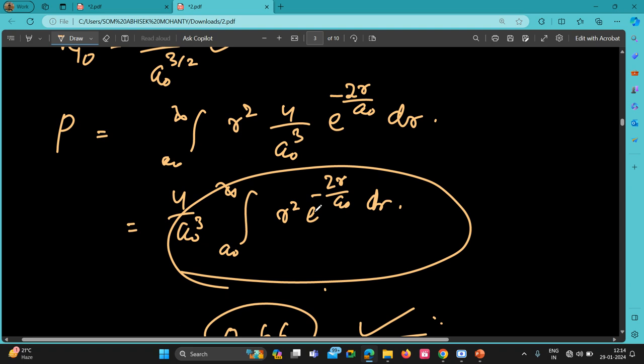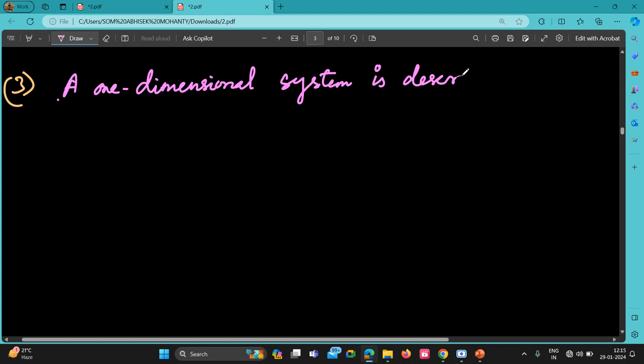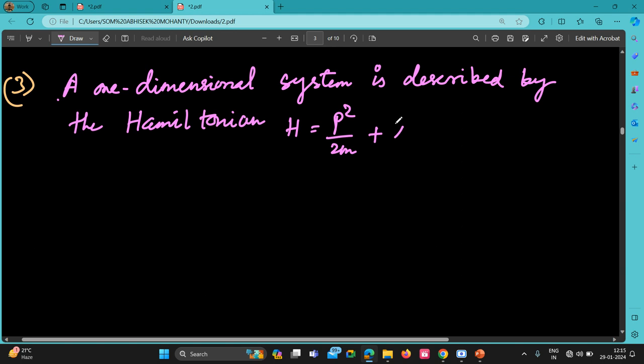Okay, next question. Question number three. A one-dimensional system is described by the Hamiltonian H is equal to P square by 2m plus lambda x, where lambda greater than 0.